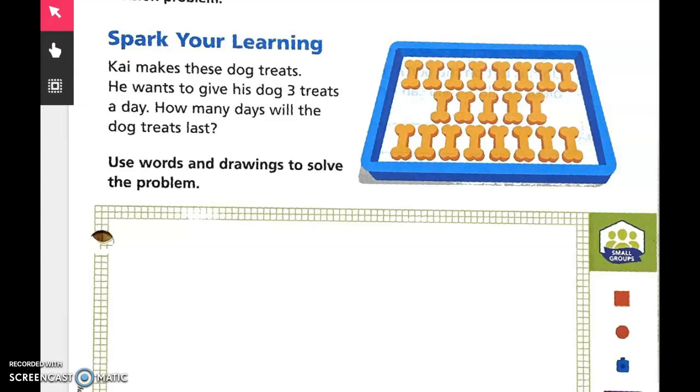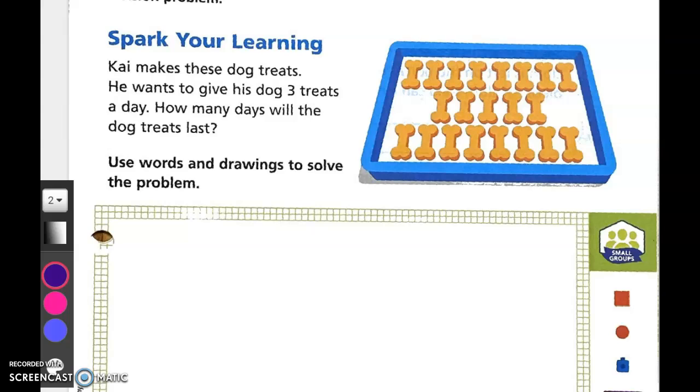So if we're going to use a drawing, what are we going to do first? We know how many we have. Okay, we could draw little dots or X's to represent what? Our dog treats, right? Okay, let's do that. If you're at home, stop your video and do that.